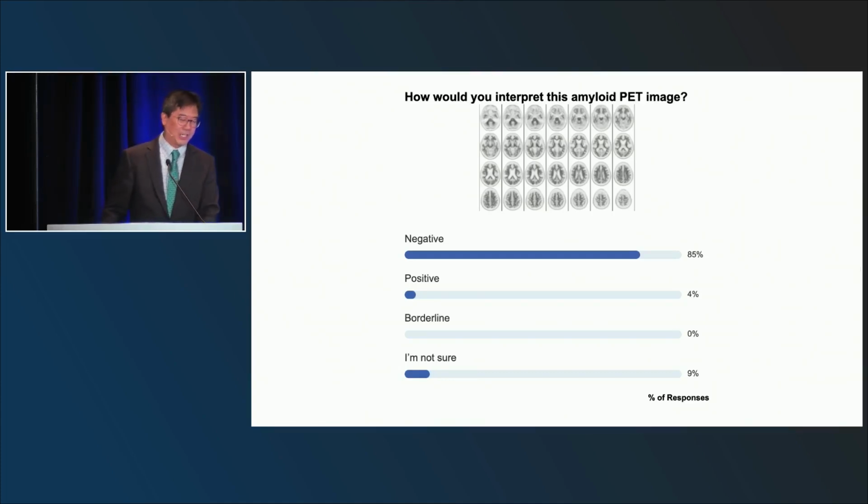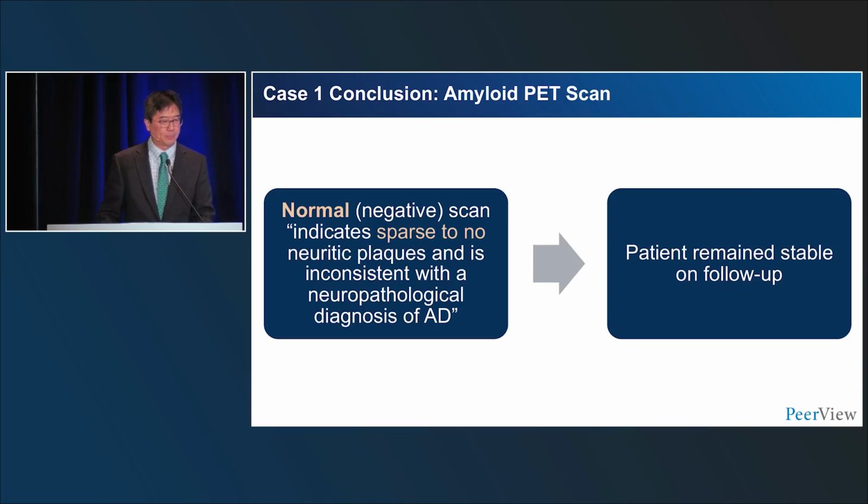All right, yeah, great job everyone. So again, negative, a real distinct white matter pattern in all those regions, so negative scan. Okay, almost everyone got that right. Good job everyone. So this scan showed normal, which indicates sparse to no neuritic plaques and is inconsistent with a neuropathologic diagnosis of AD, and the patient remained stable on multiple years of follow-up.